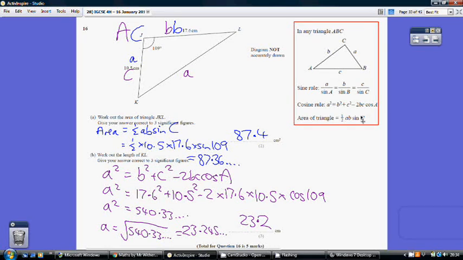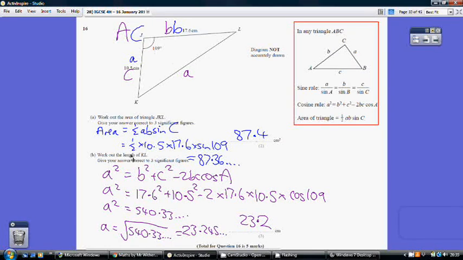So uppercase C is my angle, and these two sides are a and b. It doesn't matter which way around, but I've made a 10.5 and b 17.6. So substituting into half ab sin C, I get half times 10.5 times 17.6 times sin 109. Pop that into my calculator, I get 87.36 dot dot dot. So to three significant figures, that's 87.4.